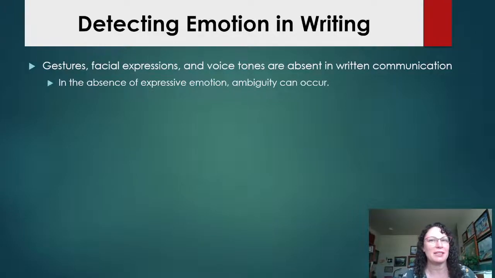You've probably had experiences where you've either received a text or a Snapchat or something, or maybe you saw something on social media that somebody posted and you actually conferred with other people, like, what do you think the writer meant by this, right?